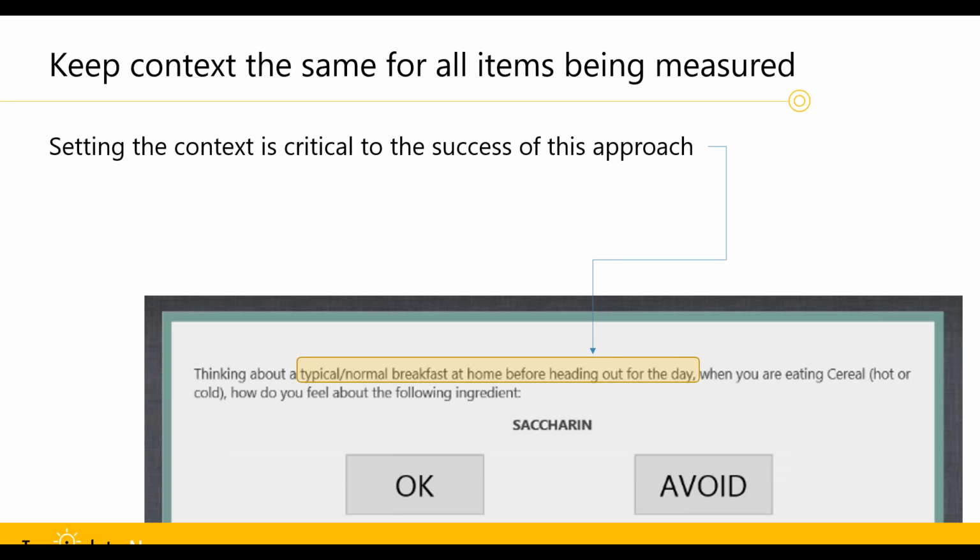So then when we ask the implicit explicit question where they're selecting okay or avoid, that context is the same context that they just told their story on. So they're primed with the moment, they're primed with the context, and then that's replicated back in front of them when they're getting the questionnaire.